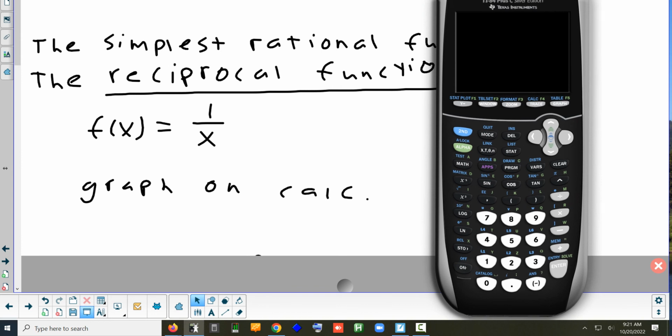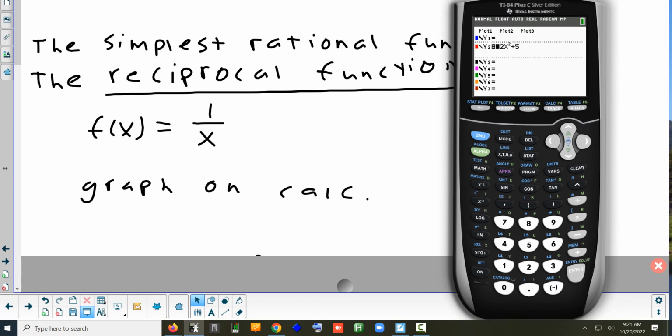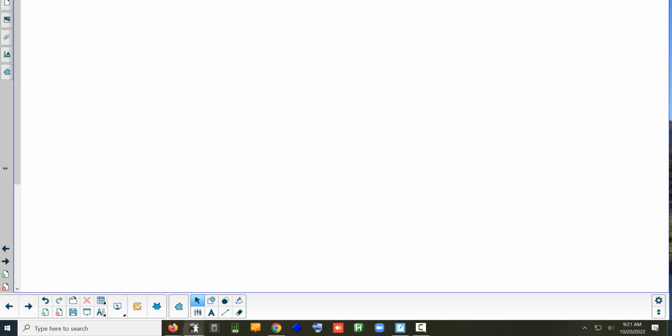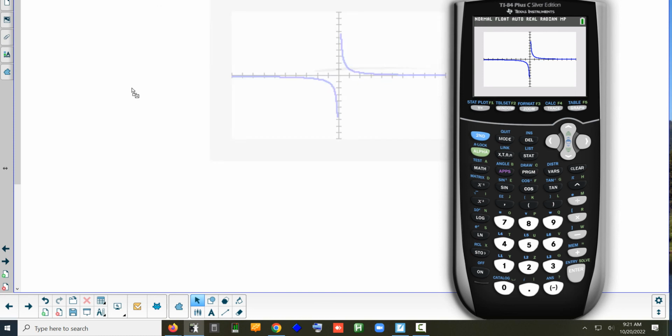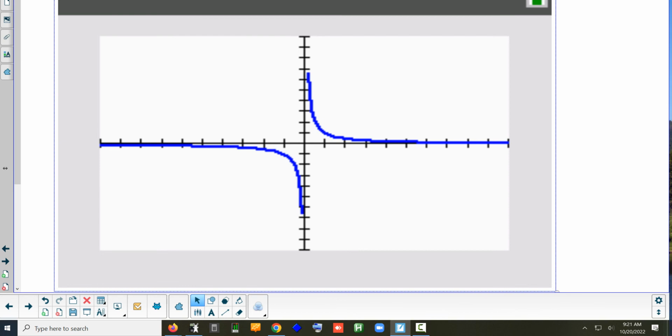Okay, let's graph it. It's a lot easier to type in than one of those, because there's no exponents. You just have to press 3 buttons. 1 divided by x. And let's graph. Okay, when you graph it, you know what? Let's put it here. You're going to get a graph. Looks like that.